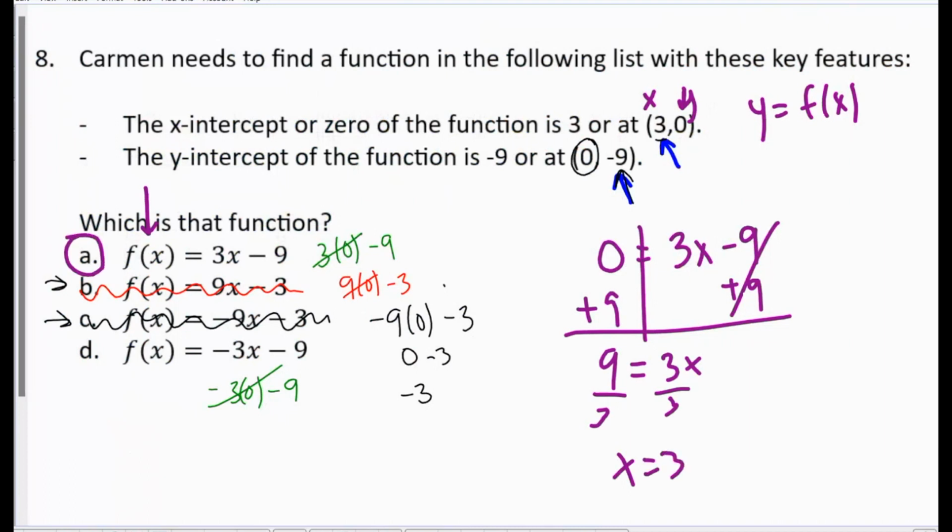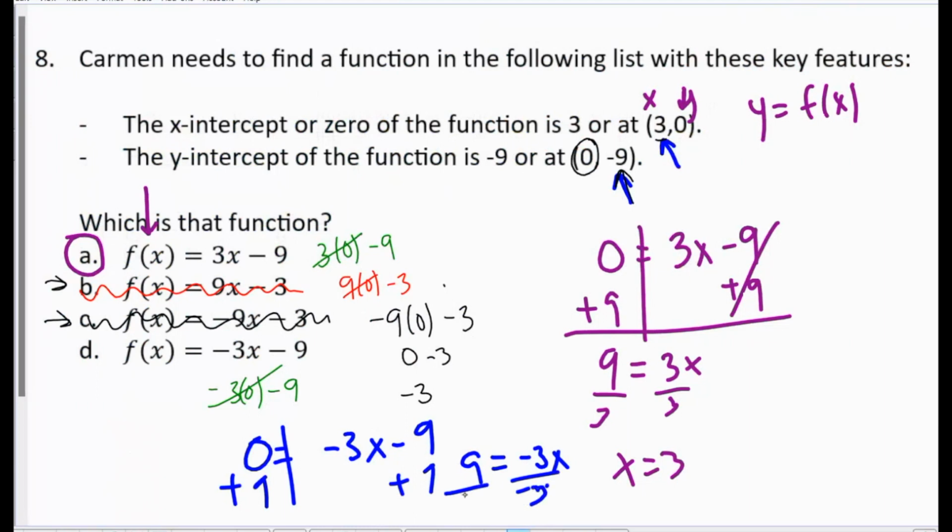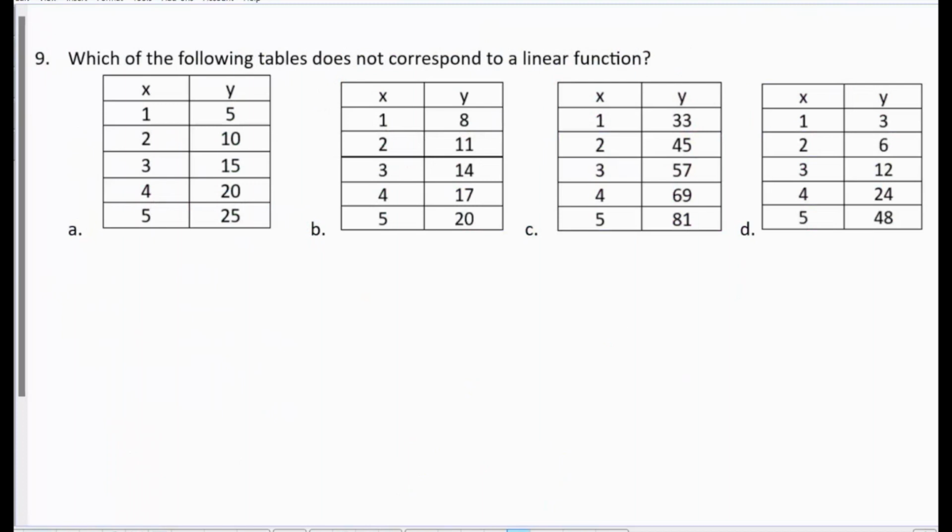And even if we just wanted to try for D, let's say we wanted to check D, I would do 0 equals -3x minus 9. Follow the same steps. Plus 9 on both sides. We would get 9 equals -3x, divided by -3. And we would get x equals -3. And I'm looking for x equals +3. So that's why D would not work.